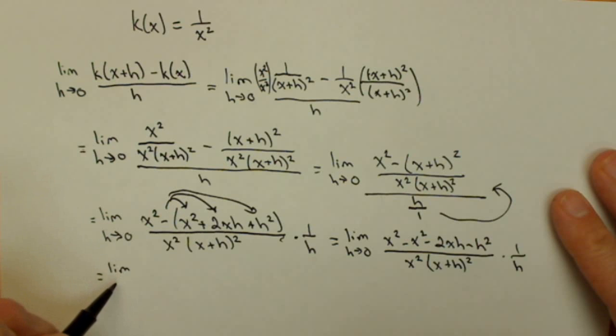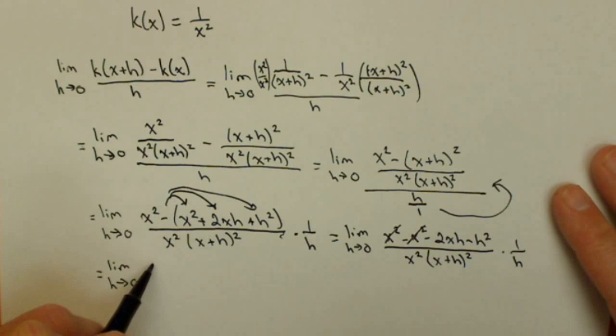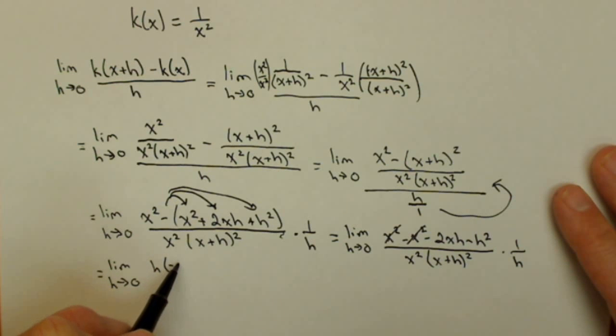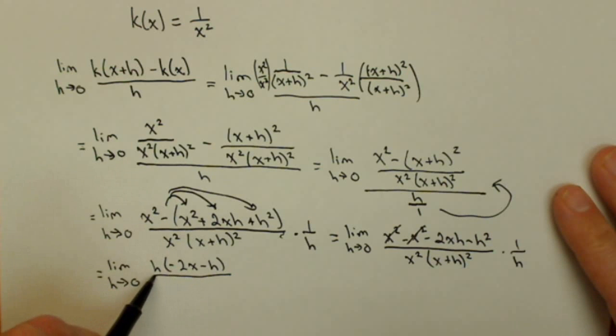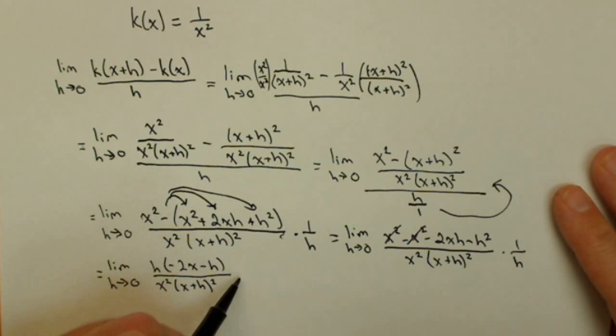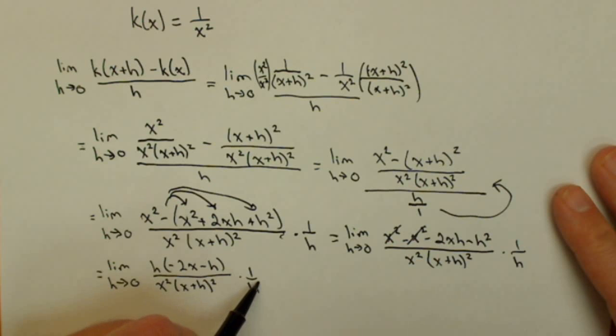Equals. Now I still haven't taken my limit as h approaches 0. Notice those x squareds cancel out. That's very important for us because now our terms have an h left in them. So I'm going to factor an h out of that numerator. So I get h times minus 2x minus h, all over x squared times x plus h, the quantity squared, times 1 over h. Now take a look. If you distribute that h back through, I should get back to exactly what I have here.